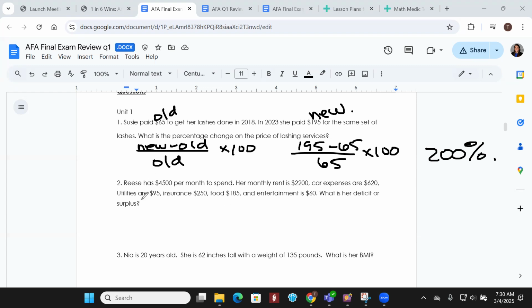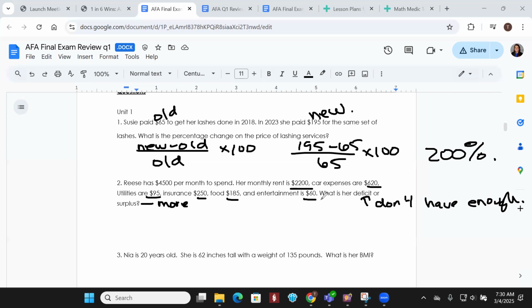All right, Reese had $4,500 per month to spend. Her monthly rent is $2,200. Car expenses are $620. Utilities are $95. Insurance is $250. Food is $185. And entertainment is $60. What is her deficit or surplus? Remember, surplus means we have more than enough. Deficit means we don't have enough. A lot of you got those flipped on the test, so make sure that you know the difference between surplus versus deficit. We're going to add up 2,200 plus 620 plus 95 plus 250 plus 185 plus 60. We're going to tally that all up. What does that give me?